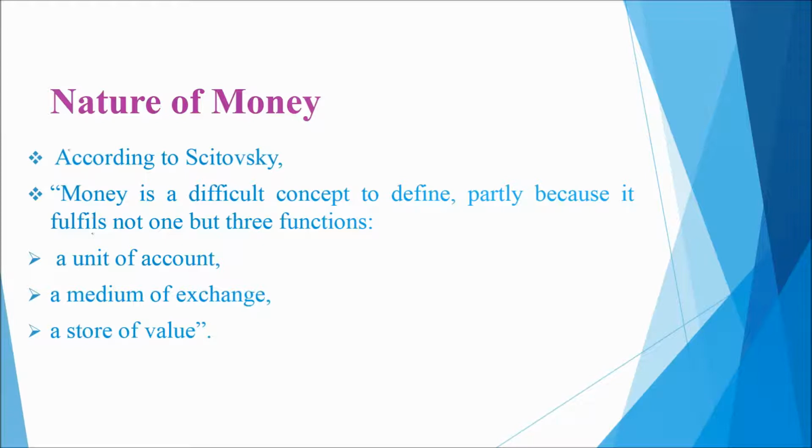It doesn't perform one function, whereas it performs three functions: a unit of account, a medium of exchange, and a store of value. Here, a unit of account means using money we can buy a property. A medium of exchange means by giving the money you can buy the products. So, it acts as a medium of exchange. A store of value means we can save the money for our future expenses.